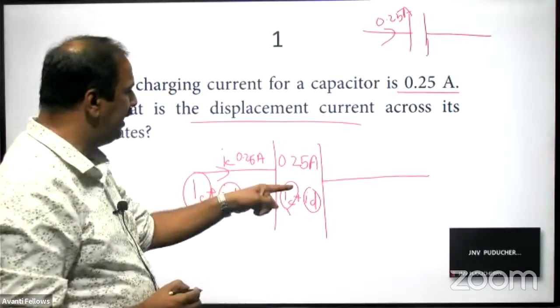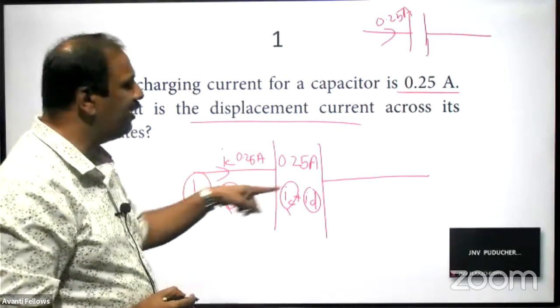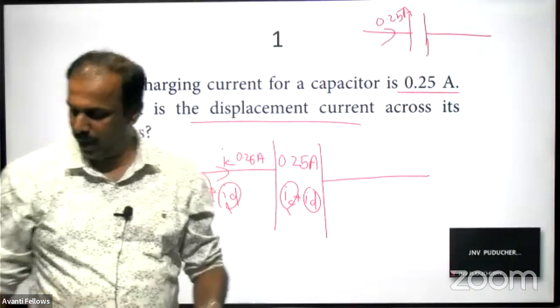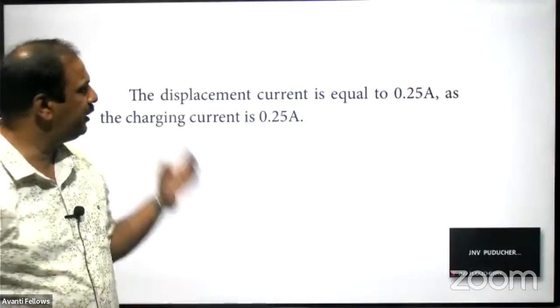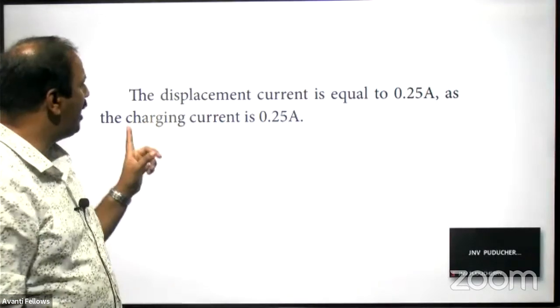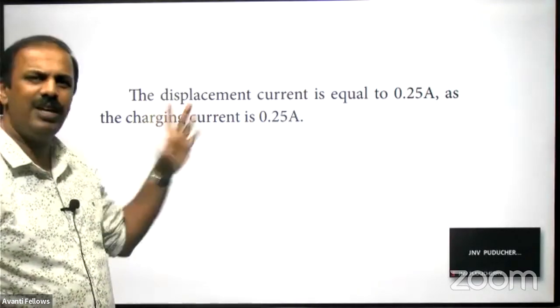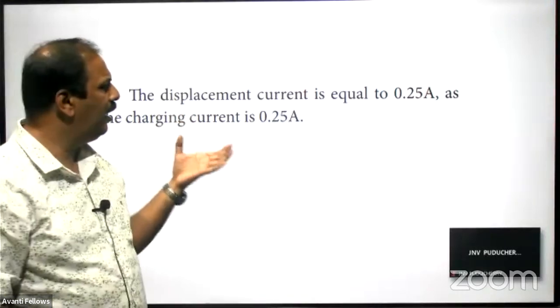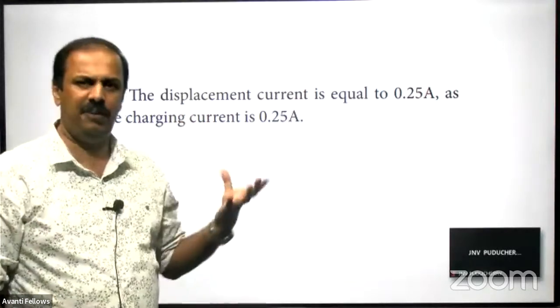The current will be the same, but that is due to the displacement current, not due to the conduction current. So you see here the answer: the displacement current is equal to 0.25 ampere, same as the charging current. It just says that the displacement current and the charging current will be the same.